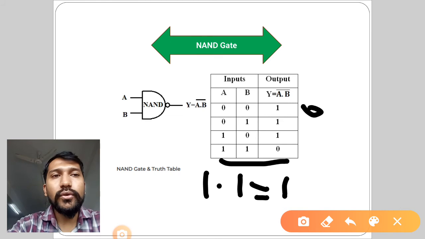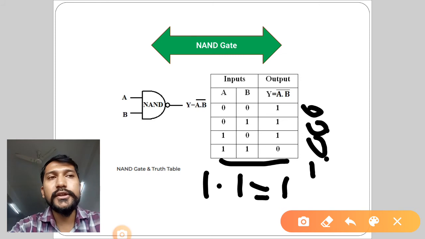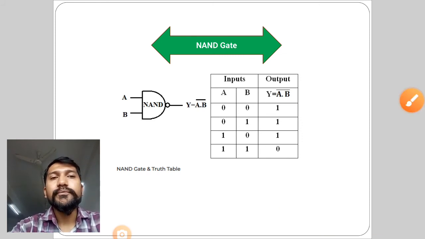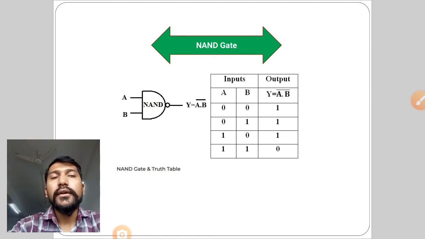In the other combinations of the AND gate, I was having 0 0 is 0, 0 1 is 0, 1 0 is 0, and the last condition I was having 1. So here there is exactly the opposite condition. 0 is replaced by 1, 0 is replaced by 1, 0 is replaced by 1, and 1 is replaced by 0. Why? Because we have connected a NOT gate over here. So the NOT gate performs exactly the opposite operation: 0 will be made 1 and 1 will be made 0. So a NAND gate performs exactly the opposite operation of an AND gate.